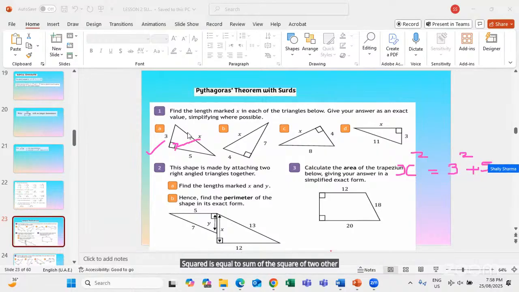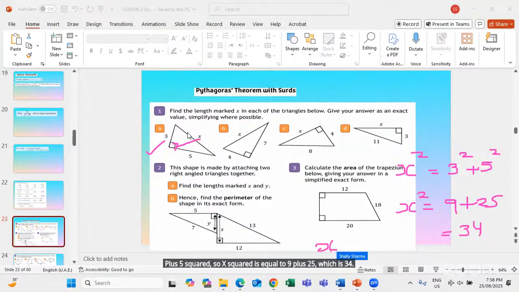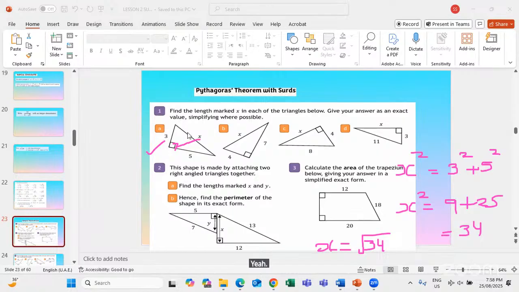So 3 squared plus 5 squared. So x squared is equal to 9 plus 25, which is 34, and x will be equal to square root of 34 centimeter units. We will write it as units because they have not mentioned anything. So you can write it as square root of 34 units.